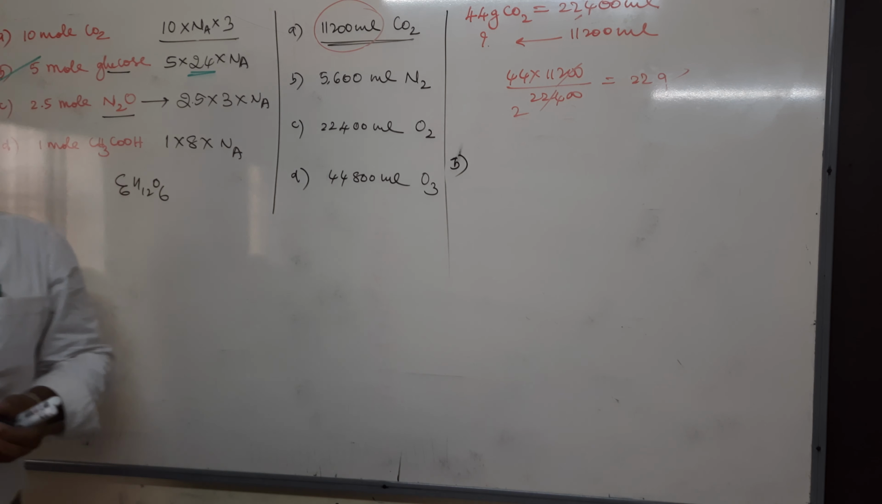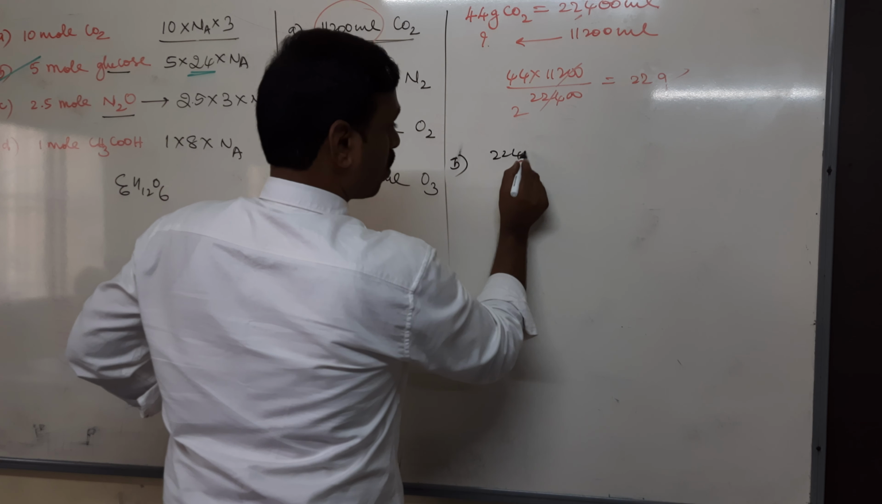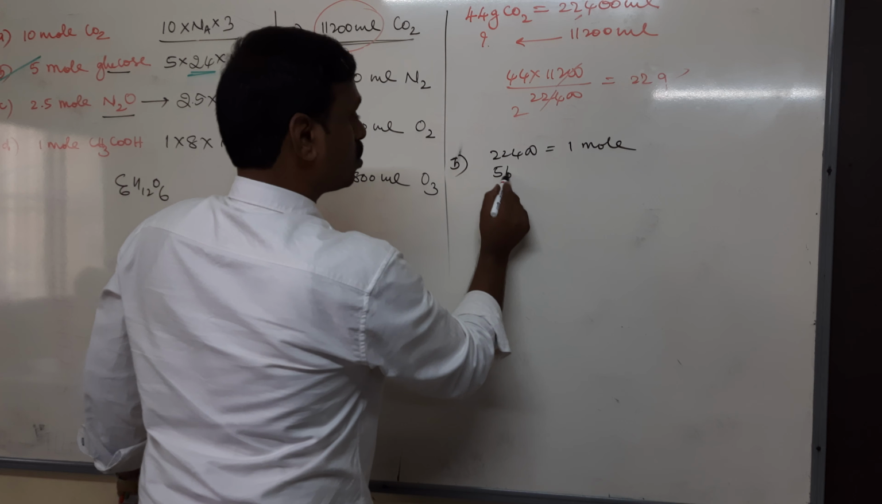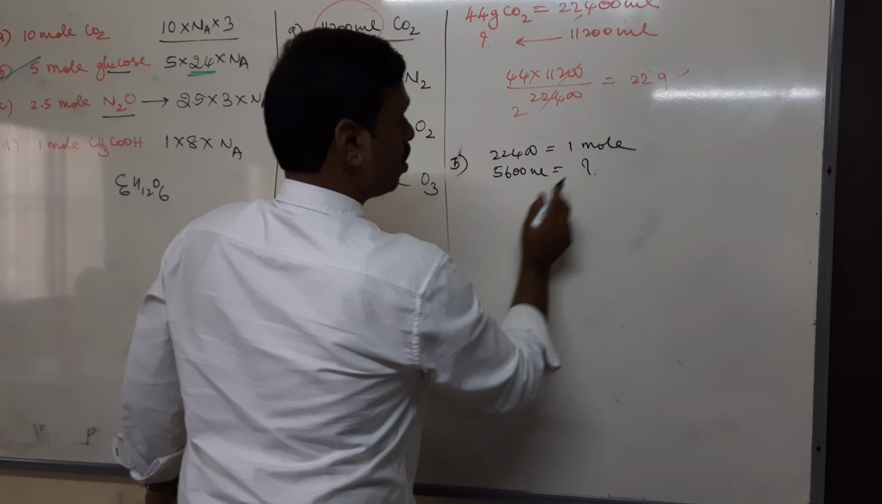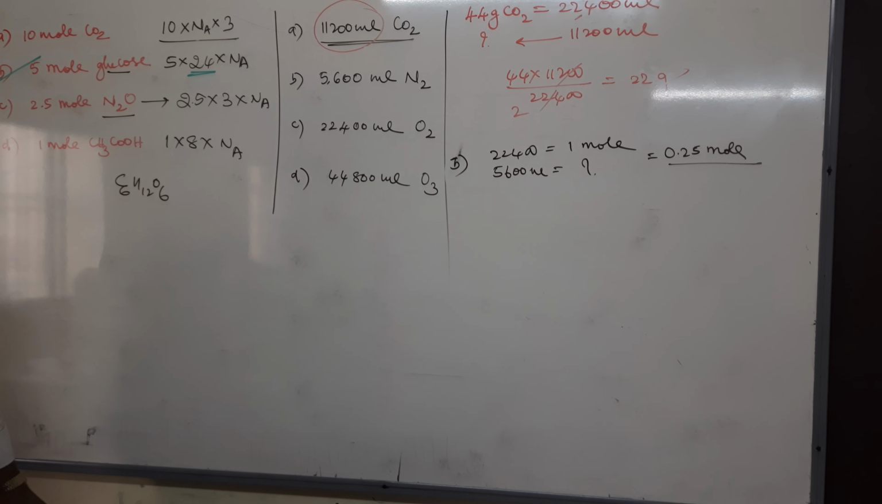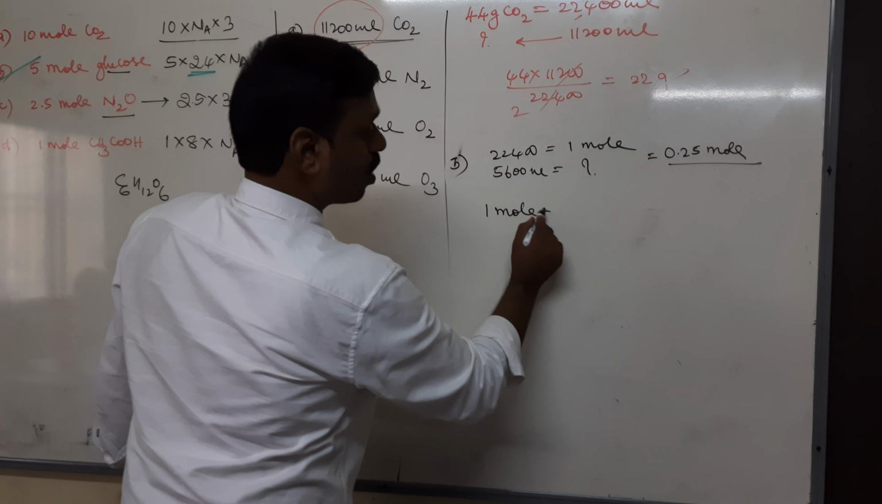5,600 ml is equal to how many moles? 22,400 ml is equal to 1 mole, no? Yeah. 22,400 is equal to 1 mole, right? But given how much? 5,600 is equal to how many moles? Means 0.25 mole, right? 0.25 mole means what is the mass? So we know that 1 mole equals what is the mass? No, mass. 1 mole equals 28 grams molecular mass.